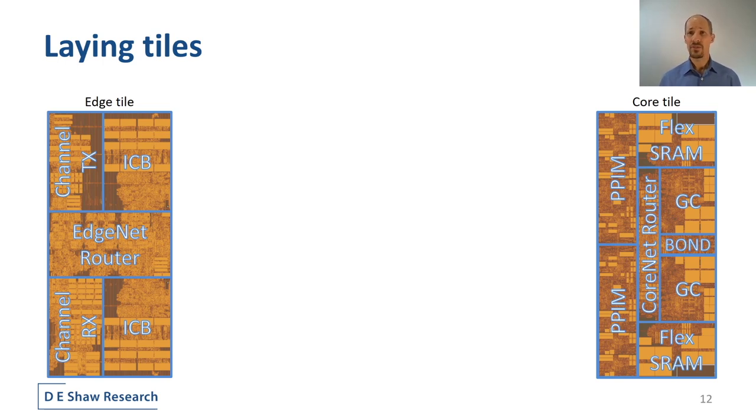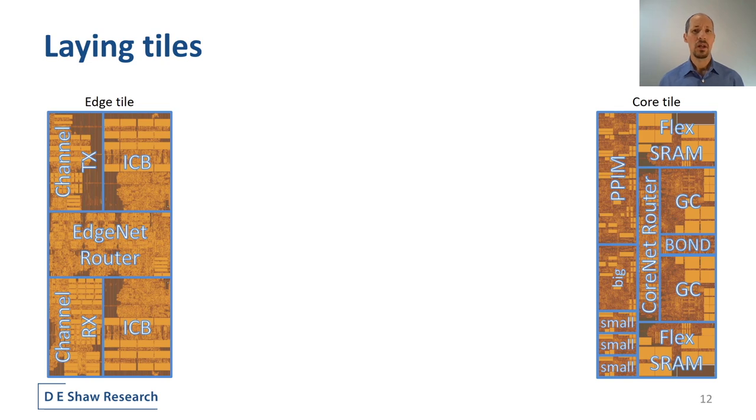Thanks to the offloading of some routing complexity into the edge tile, the core network router is also compact, which is especially important given the large number of core tiles on the chip. The large private caches evident in the GC prevent misses during the critical inner loop of the MD simulation. Also visible is the subdivision of each PPIN into four PPIPs, one big and three small.